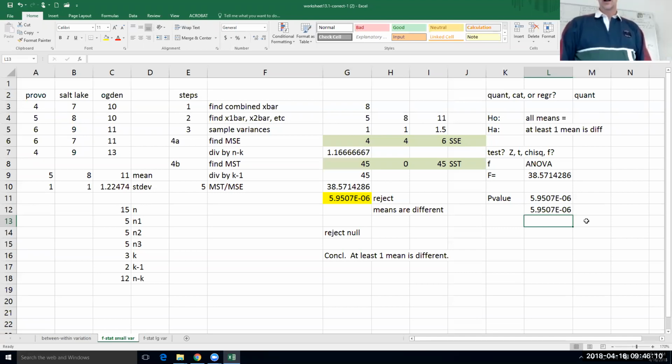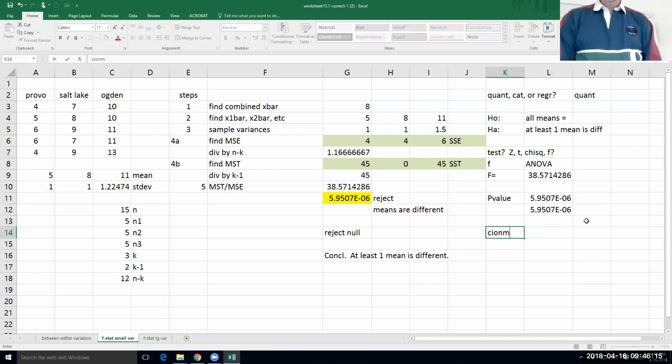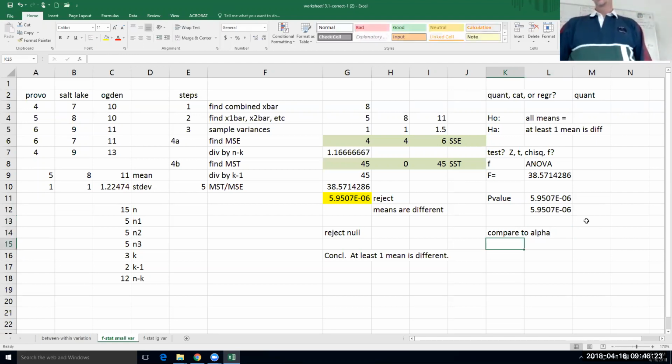All right, so now we need to compare to alpha. We'll assume that my alpha is 0.05 since I didn't give it to you. And therefore, reject the null. And our conclusion, at least one mean is different. Now, in the real world, Kendall, if I said at least one of those means is different, what would be your next question to me? Which one is different? That's tomorrow's lecture.